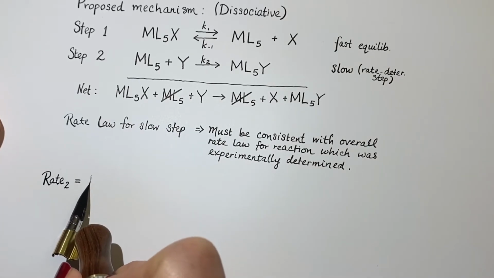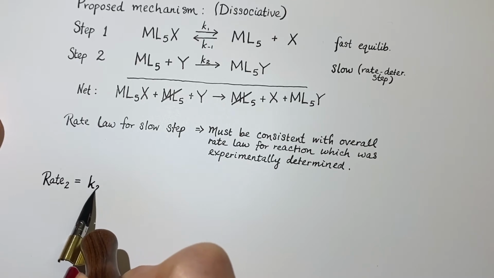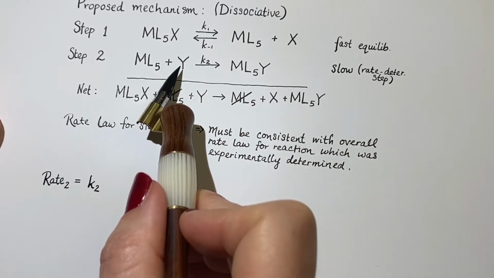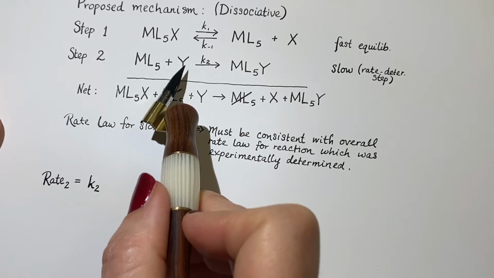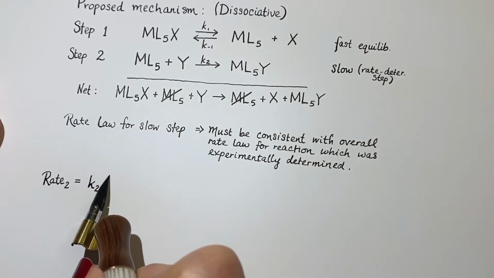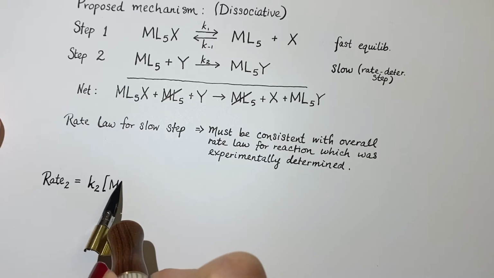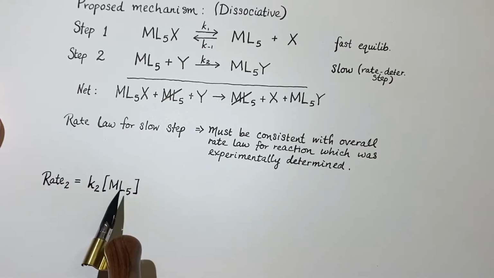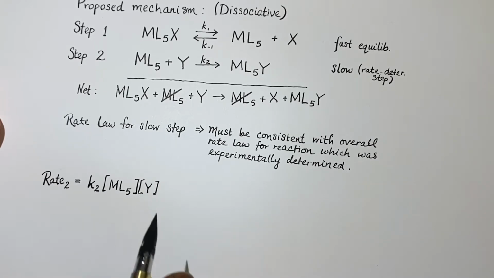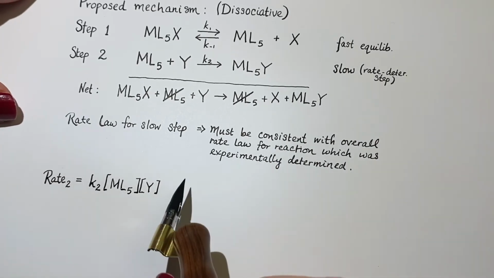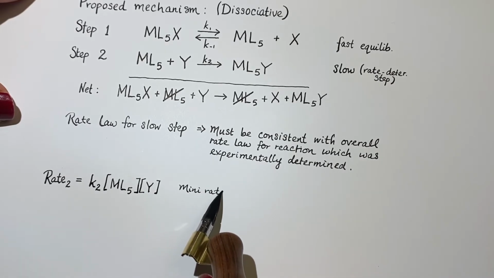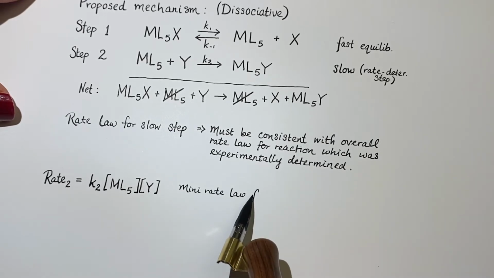We can write, here's the form of a rate law. We include the rate constant first for that step, and we look at everything on the reactant side. That is on this side of the arrow, pointing that way. So we can directly write these two molecules that collide. That's our intermediate. And this is the incoming ligand, Y. Okay. So this is, I usually call this a mini rate law. This is for our slow step.